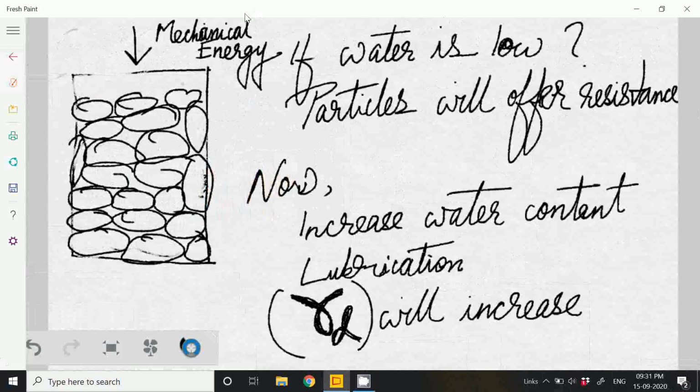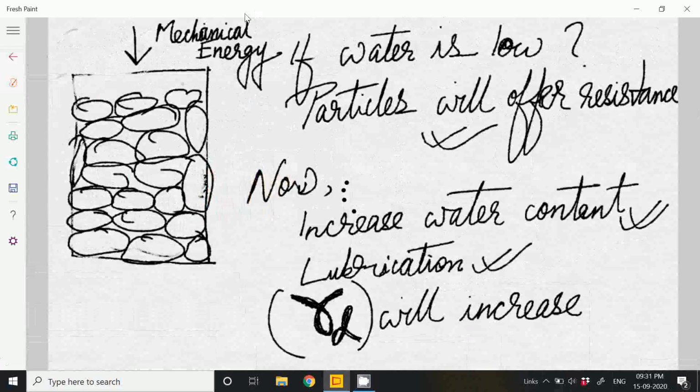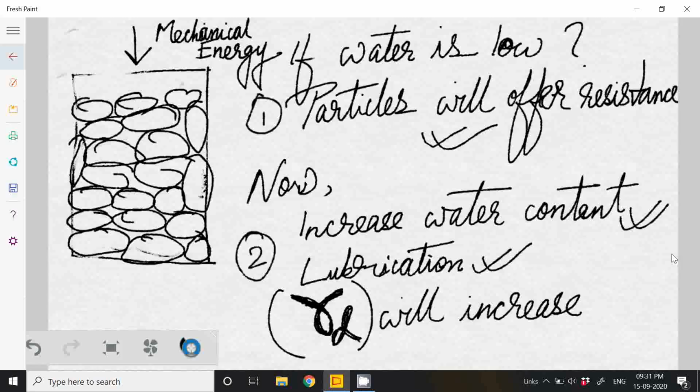At first particles will offer resistance, then add more water, then there will be lubrication, then particles will try to rearrange themselves in a denser configuration, and ultimately the dry unit weight will increase, leading to an increase in compaction. Now let us go to the last part. This one is the first part, this one is the second part. So what happens in the last part, part 3?